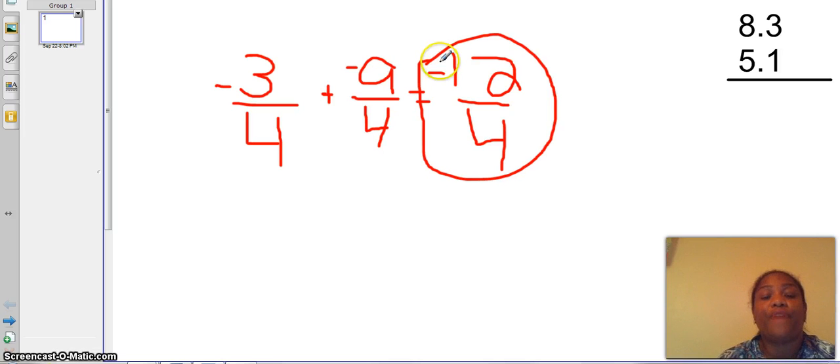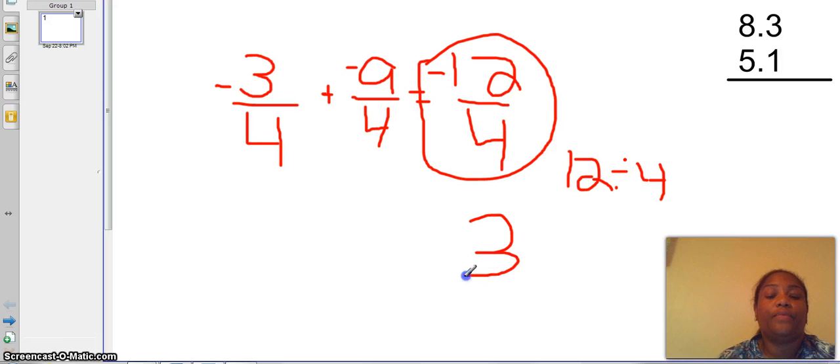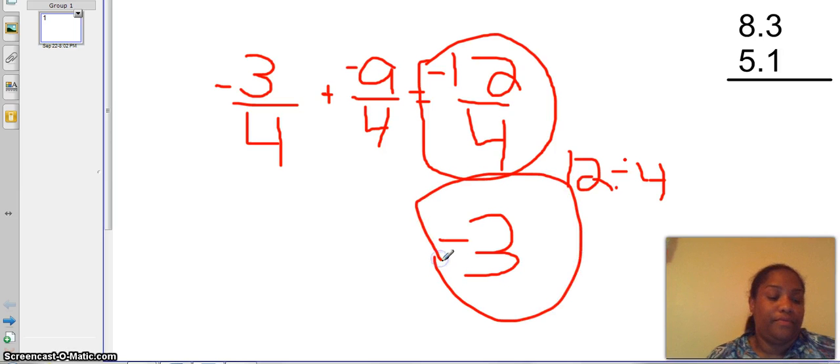Yes, this is an improper fraction because our numerator is higher than our denominator. So what are we going to do? How many 4s can we get out of 12? We can get 3. There's something I forgot? What is it? Forgot to do my sign. So our answer is -3.